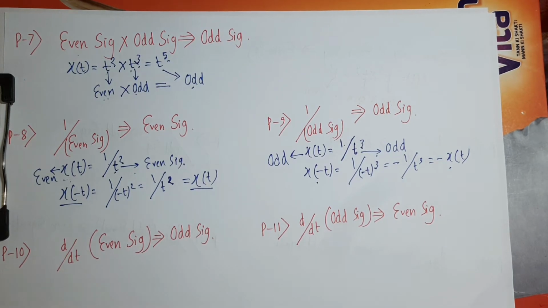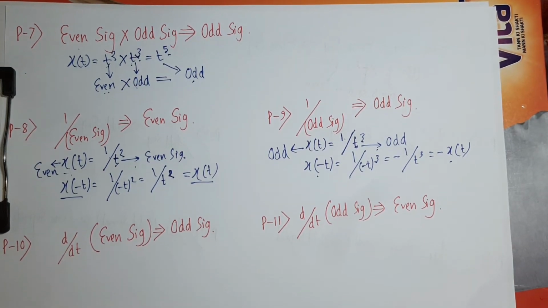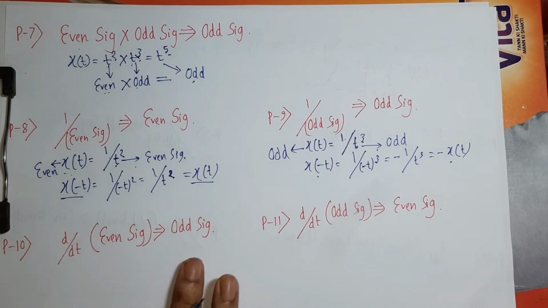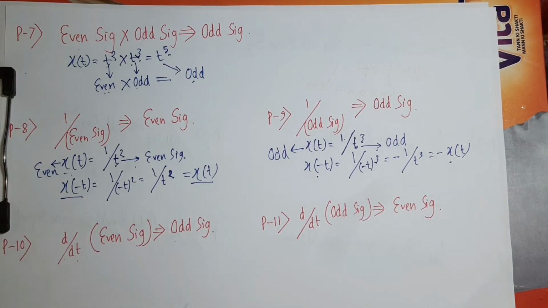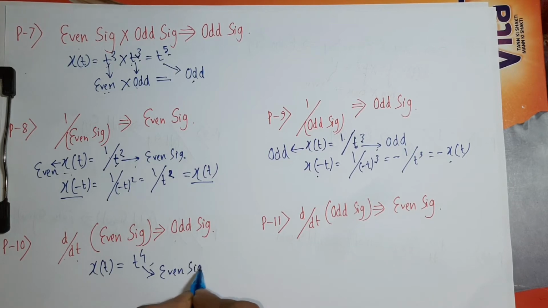Come to the next property that says that ddt of even signal is equal to odd signal. That means if you differentiate an even signal with respect to time, you will get an odd signal. Let me take an example of this case. Suppose xt is equal to t to the power 4. Clearly you see that t to the power 4 is an even signal because the power of t is 4, which is an even number.